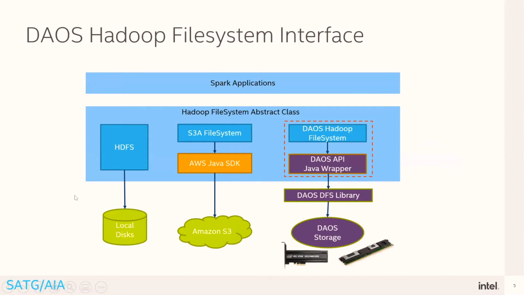What is Hadoop DAOS? It's just a DAOS implementation of the Hadoop file system interface, just like HDFS is an implementation for local disk, and the S3A file system is the implementation for AWS. So you can see we have some DAOS Java wrapper and the DAOS DFS library. Using the DAOS DFS library, we can access DAOS storage.